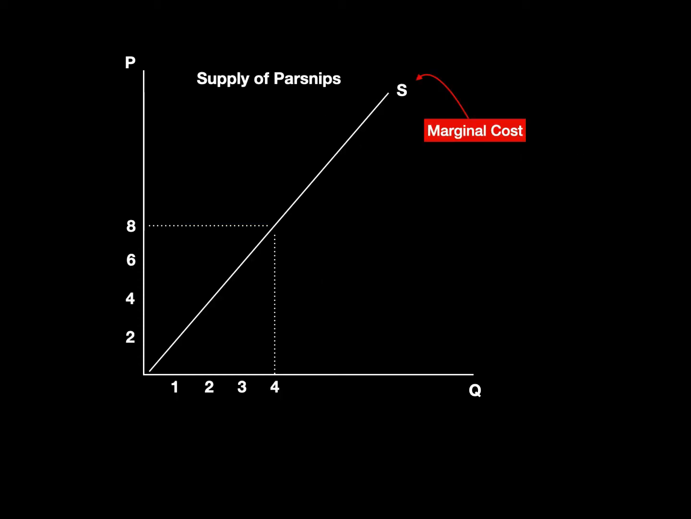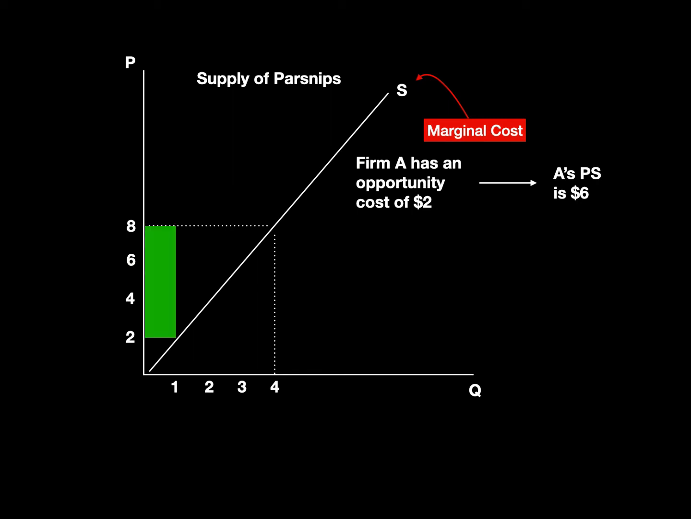To illustrate the idea of producer surplus, consider this hypothetical supply curve for parsnips. The supply curve represents marginal cost. If firm A has an opportunity cost of $2, but is able to sell the output for $8, its producer surplus is $6. It is the difference between the market price and the opportunity cost. It is illustrated in the graph as the area below the market price and above the supply curve.